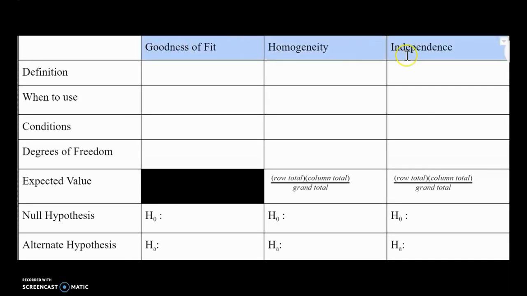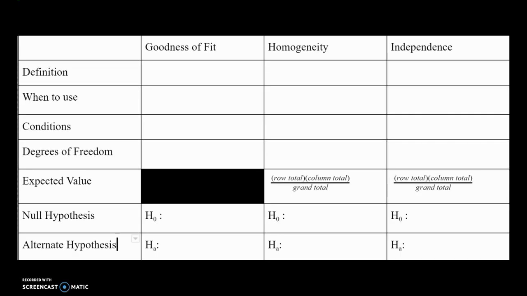Now we're going to look at the table over here. As you can see, there are these three things over here: goodness of fit, homogeneity, and independence. These could just be three arbitrary terms to you, but to a statistician, these are your three types of chi-square testing you will see on your AP Statistics exam. So firstly, what do these tests mean? When can you use them? What are your conditions? What are degrees of freedom? What is your expected value? Your null hypothesis, your alternate hypothesis, and below that I have your calculated controls.